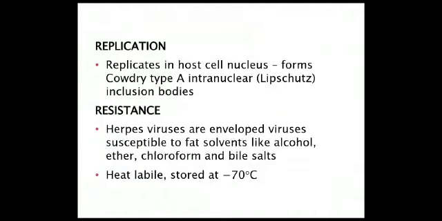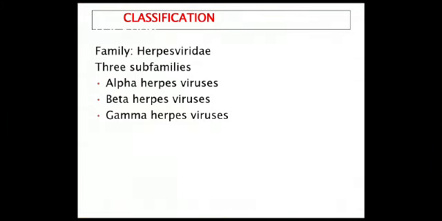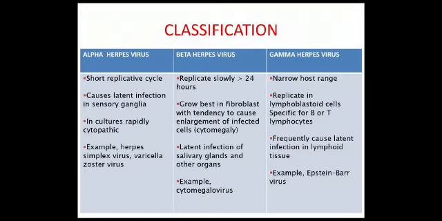These viruses are enveloped viruses, so therefore they are susceptible to fat solvents like alcohol, ether, chloroform, bile salts, etc. They are heat labile and they can be stored at minus 70 degrees Celsius. The herpes viruses belong to the Herpesviridae family, and 3 subfamilies are known. They are alpha, beta and gamma herpes viruses.